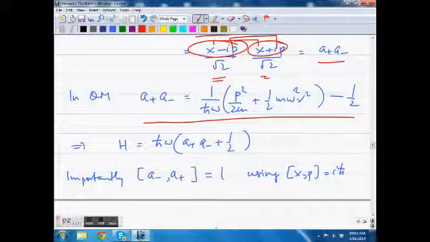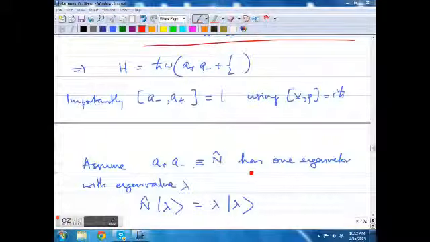So we need to quantify that non-commuting aspect, and we can do that by simply calculating the commutator of a minus and a plus, given that we know the commutator of x and p, and a minus and a plus are simply linear combinations of x and p. When you do that, you get a very nice answer. The commutator of a minus and a plus is simply 1.